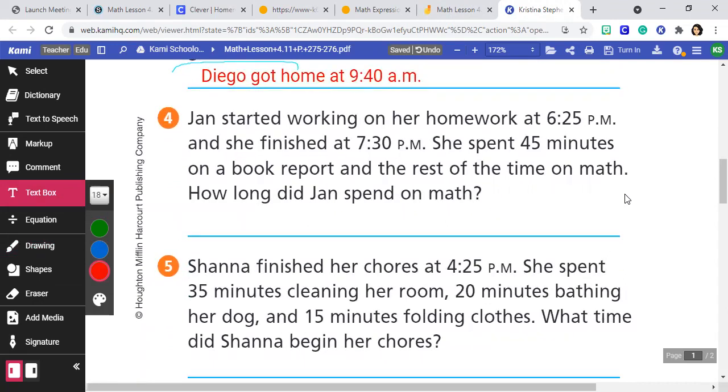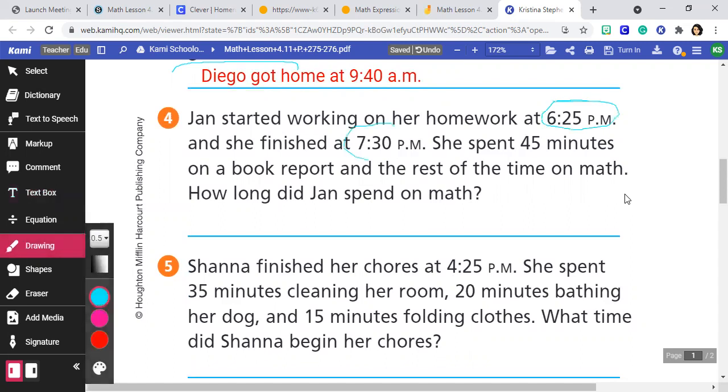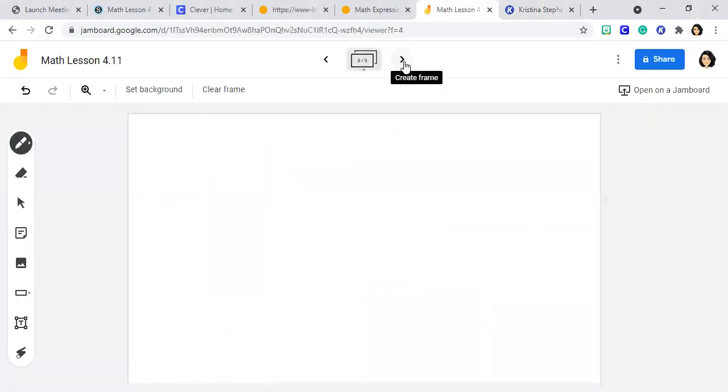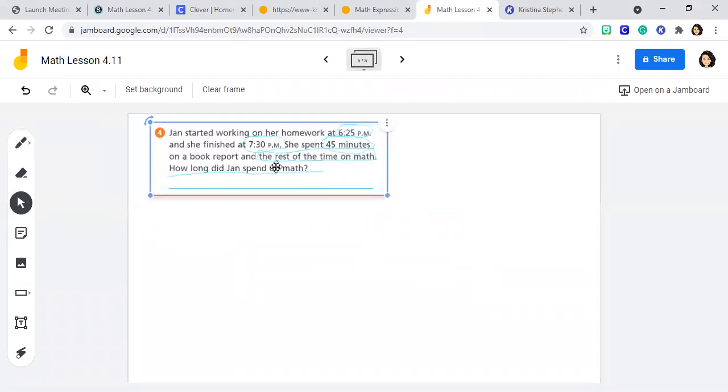Number 4. Jan started working on her homework at 6:25 p.m. and she finished at 7:30 p.m. She spent 45 minutes on a book report and the rest of the time on math. Oh, this is another one of those, isn't it? How long did Jan spend on math? So we know the total elapsed time, but we only know what she did for part of that elapsed time. And so this is just like number 2. Let's put it on my Jamboard and work it out.